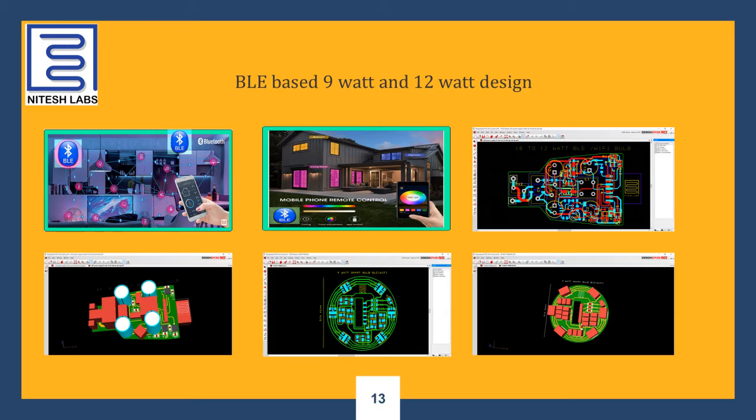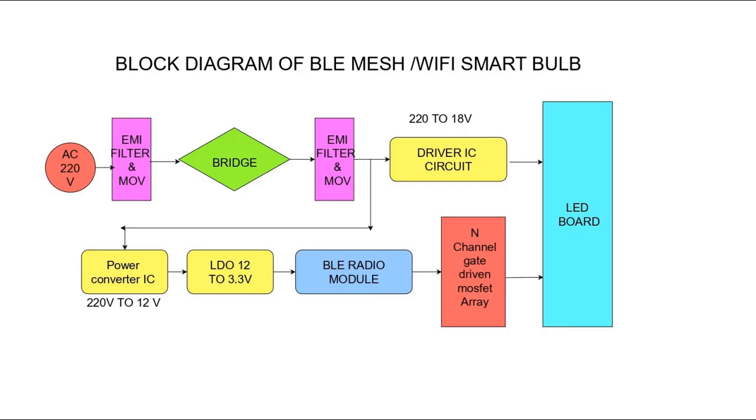Now let us look at an example where we'll be designing a BLE mesh based 9 to 12 watt system. We'll be designing the complete hardware, which includes the LED board as well as the power supply. Getting started with the design, the first step is to make a block diagram. This is a sample block diagram of a smart bulb. This can be implemented in both BLE as well as Wi-Fi design.